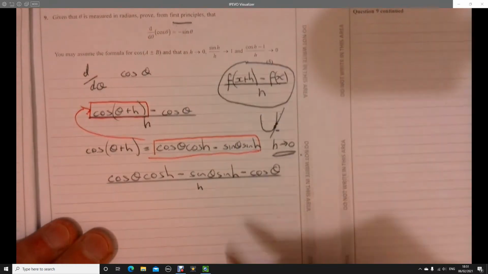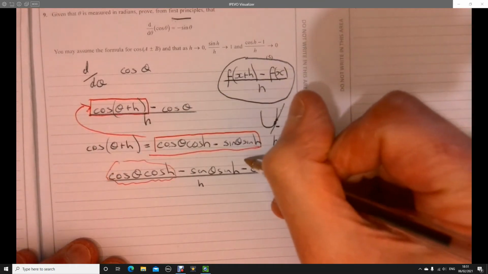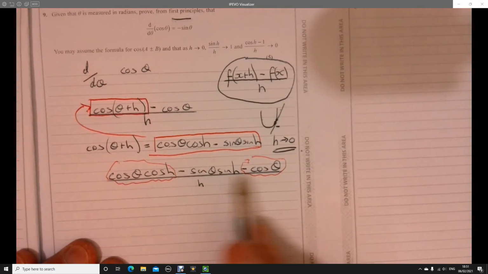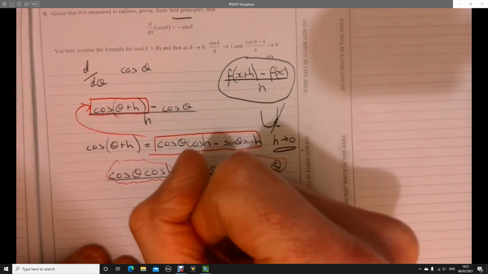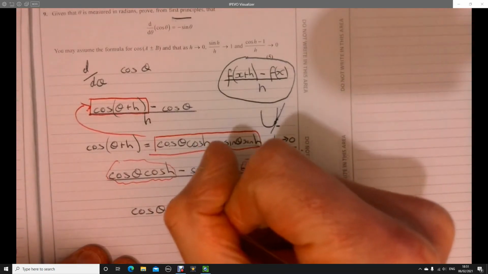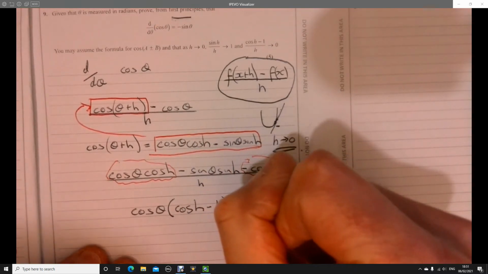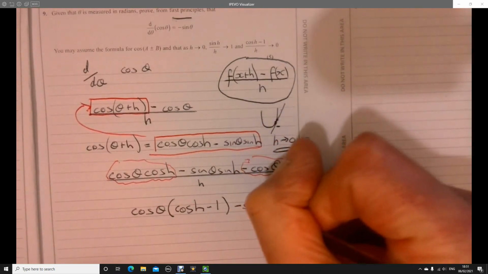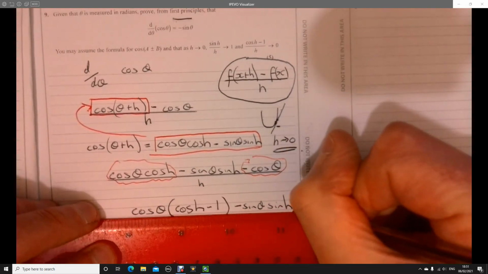Right, okay, now again, let's see. Oh, I know. Let's have a look at this bit and this bit. If we write those together, we can factorize. We've got a common factor of cos theta. So let's write this down. We've got cos theta, multiplied by cos h minus 1. Okay, so that's that part and that part. And then we've got sine theta sine h.